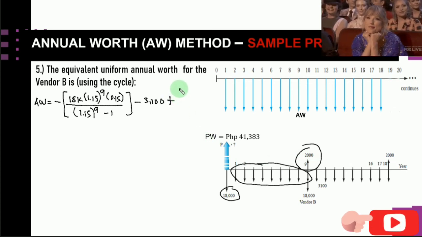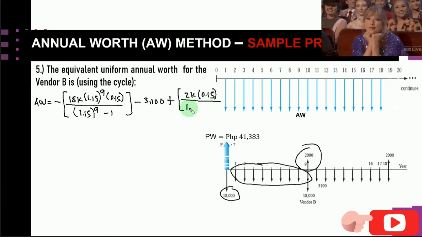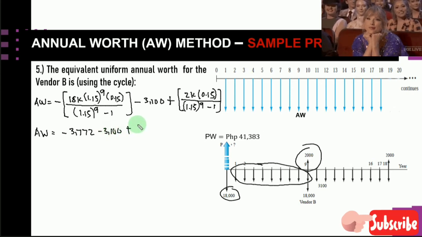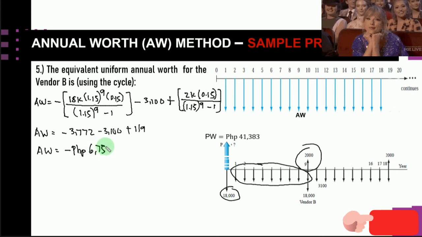So again we go directly to the substitution, so this would be 2K times 0.15 all over 1.15 raised to the 9 minus 1. Proceeding with this calculation, we arrive at the values of 3,772 minus 3,100, and plus 119. We expect a negative value here because we are considering the whole cash flow, so we have here the value of negative 6,753 pesos.